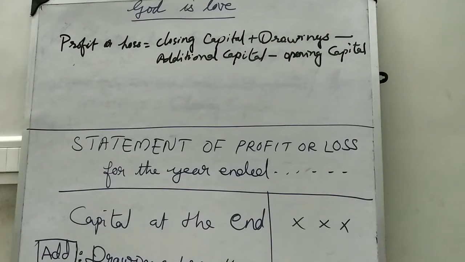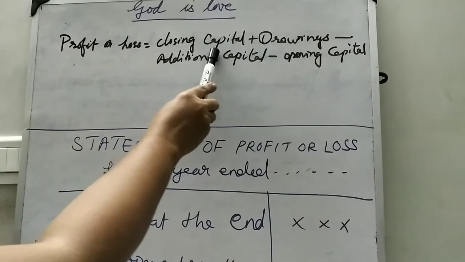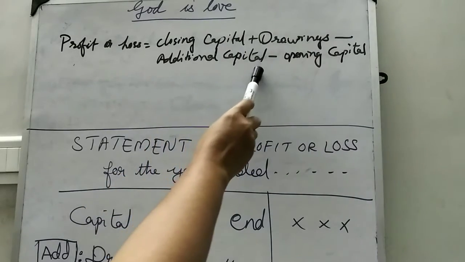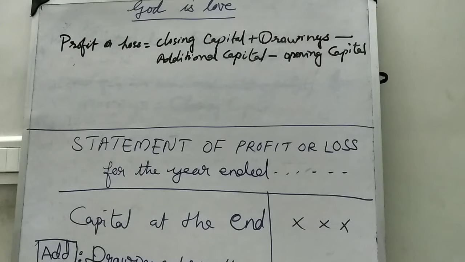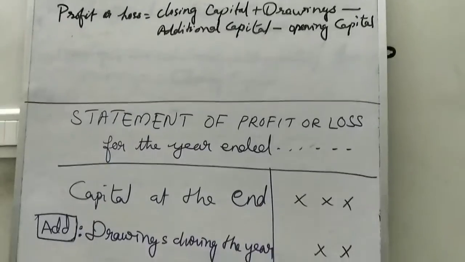Last video you have seen how to find out the profit and loss in incomplete records. That is the formula given there. Profit and loss is equal to closing capital plus drawings minus additional capital minus opening capital. So this is the formula to find out the profit and loss. Today we are going to see the sums regarding this.